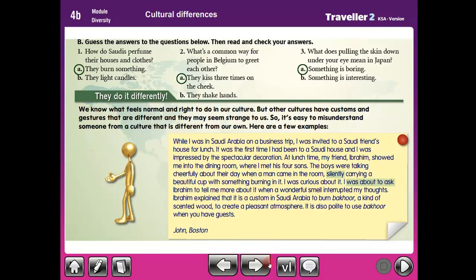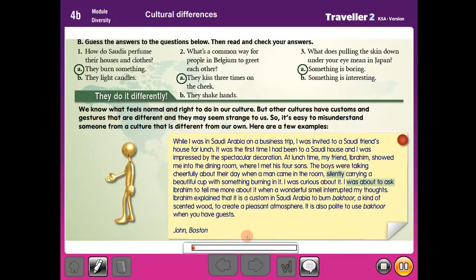Listen to a few examples of cultural differences. Now we will listen together. 4B. Cultural differences. 1. Reading.